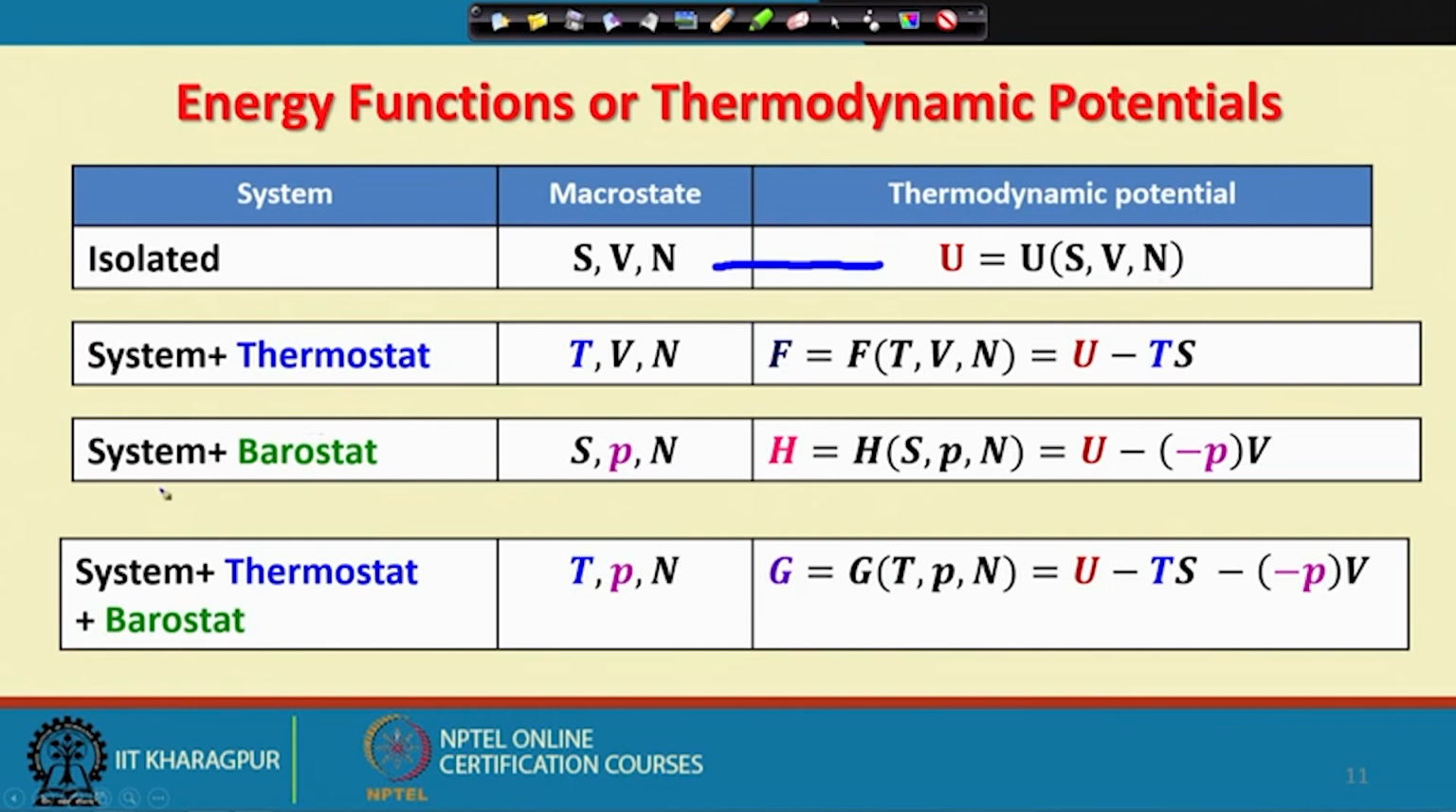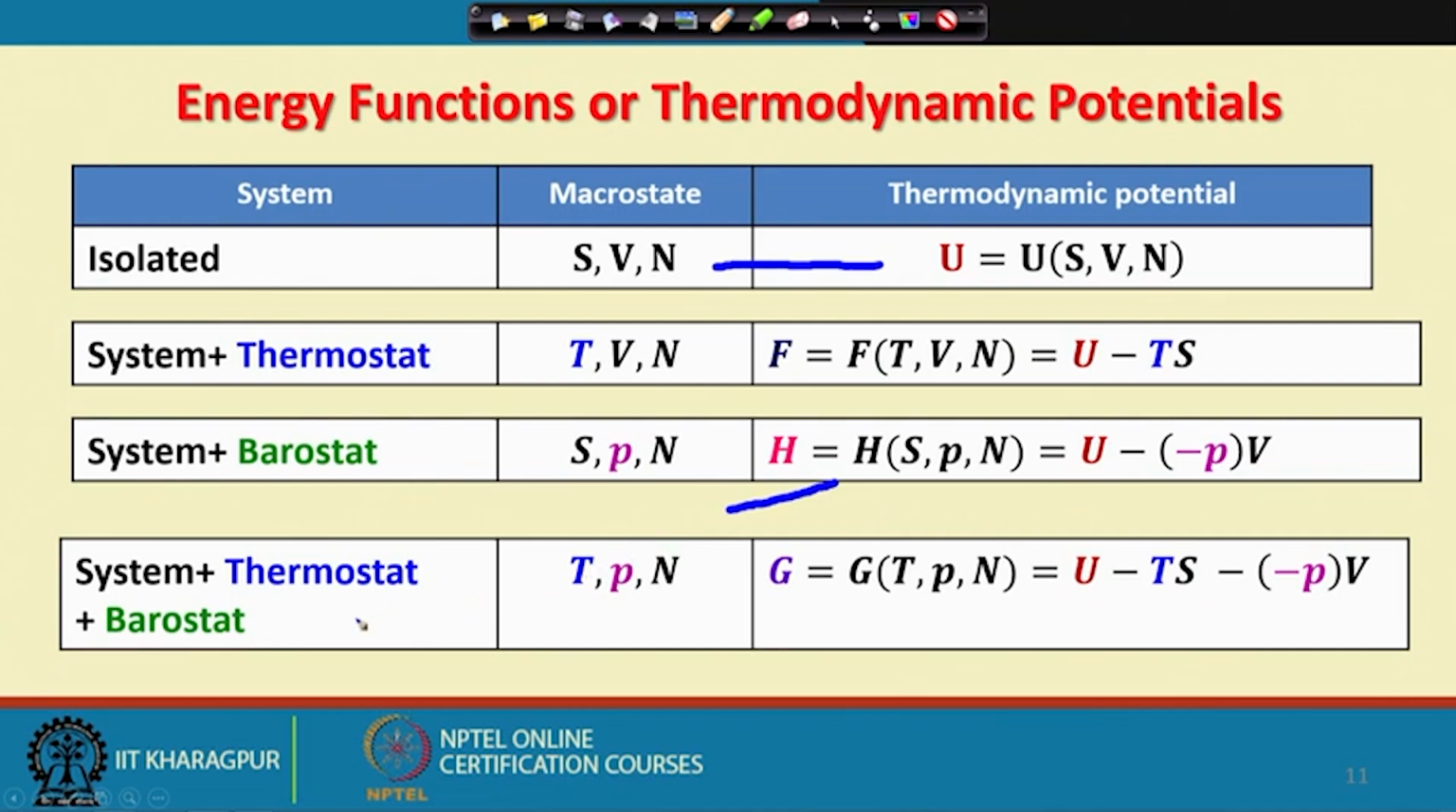Now, if I have a system and a thermostat, then the macro state is defined in terms of temperature, volume and number of particles, and the energy function which has these three variables as its natural independent variables is the Helmholtz free energy. If I have a system and a barostat, in that case we come across the enthalpy, and this is defined as U plus PV.